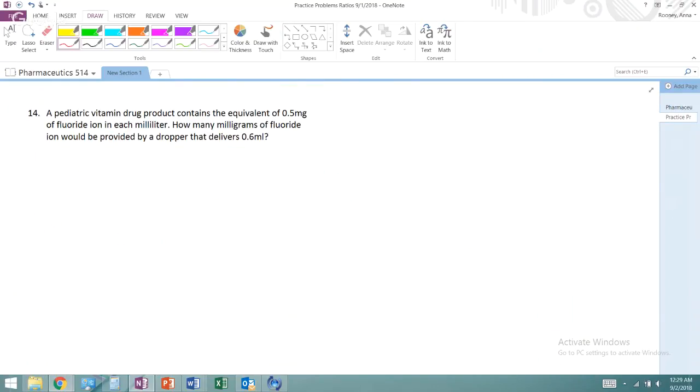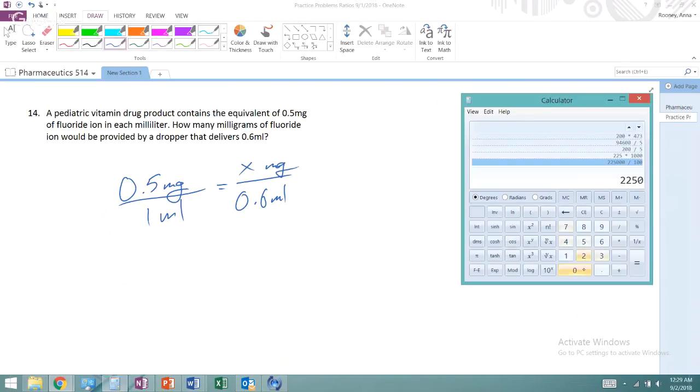Drives me crazy. Okay. A pediatric drug product contains the equivalent of half of a milligram, which would be 500 micrograms, in each milliliter. How many milligrams of fluoride ion would be provided by a dropper that delivers 0.6 milliliters? So I am going to do the cross multiplication way because we divide by 1 and then we get our answer.